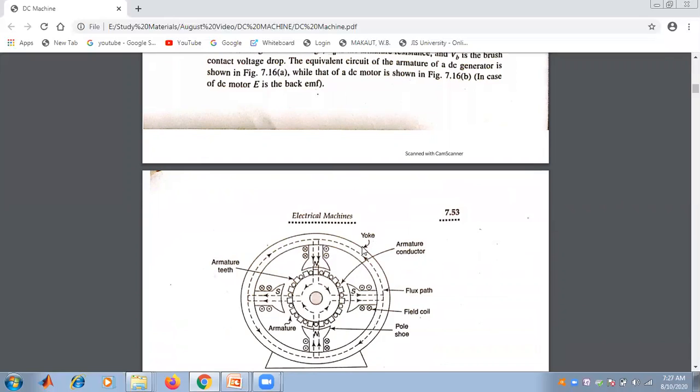This is the EMF that I have already told. This is the armature conductor. This is the flux path. This is the field coil. This is known as the pole shoe. This is the armature, the entire thing, and this is called the armature teeth.